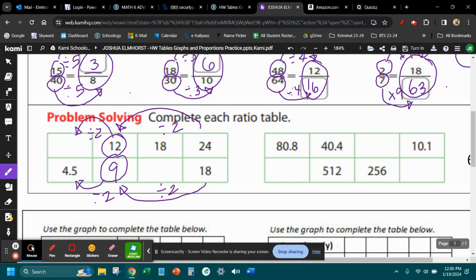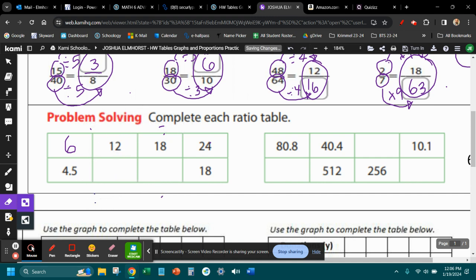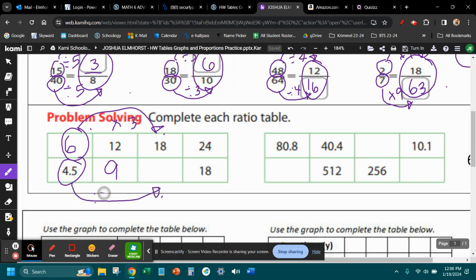Divide by 2. So 9 divided by 2 is 4.5. 12 divided by 2 is 6. Okay, so we were stuck with 18 just for a little bit there. I'm going to clear it out just so we can see. Now that we have 6 over 4.5, we go back to 18. Does 6 have a factor that works with 18? Times 3. So we're going to do 4.5, use the same factor, multiply by 3, and that'll help you complete the table.